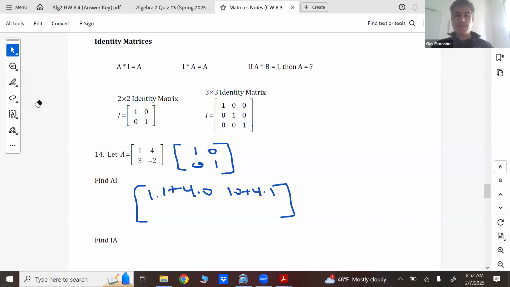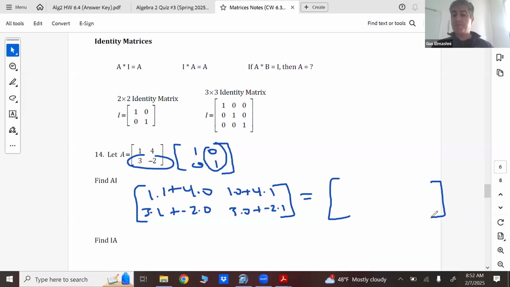Hold on, Elise, let me just finish and I'll get your question. Do it one more time. Second row, first column. So 3 times 1. Correct. And then do it one more time with the second row and second column. 3 times 0 plus -2 times 1. Okay, when I work it out, what's going to be my first entry?